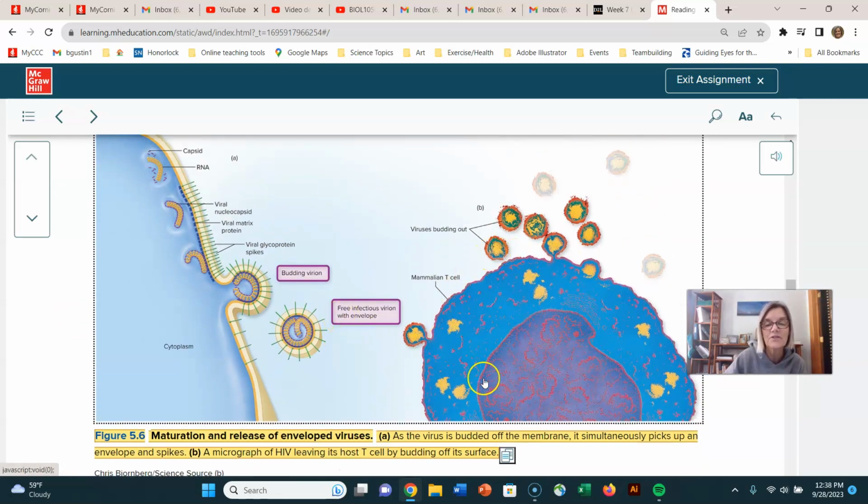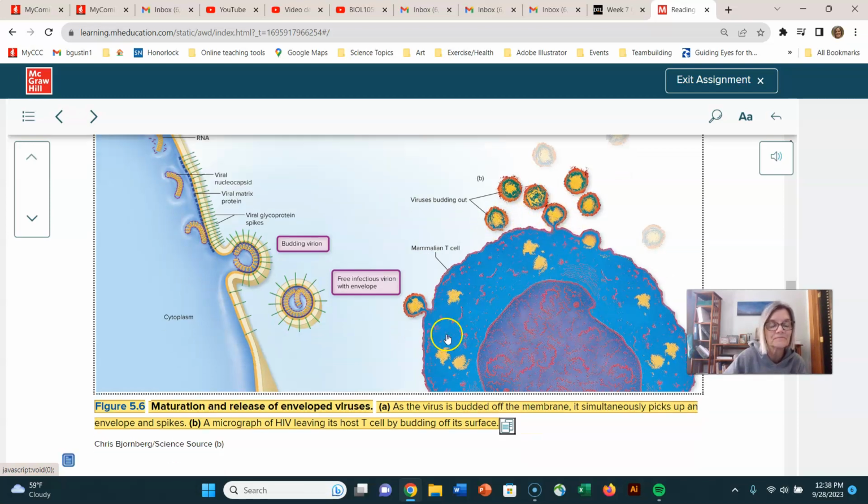This is an electron microscope picture that's been colored using a computer, but here's a host cell, and here's some HIV virus that are pinching out, and they must be enveloped viruses because they can pinch out, they can surround themselves with some of the host membrane.